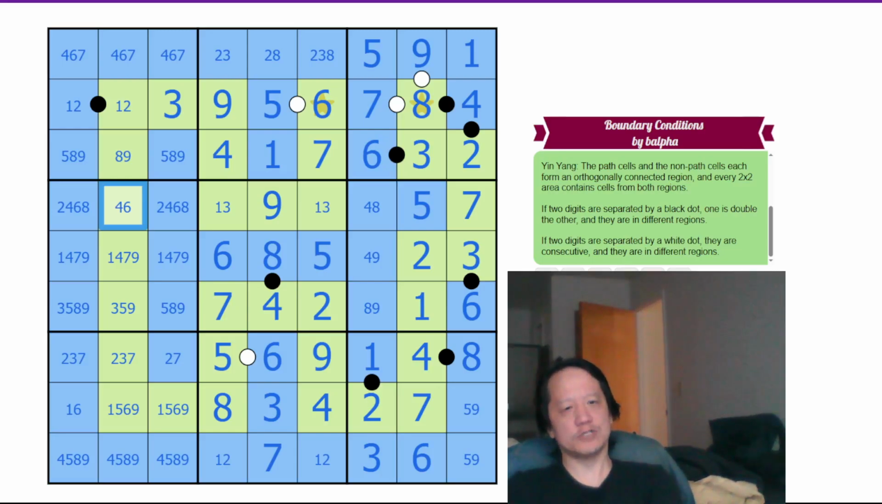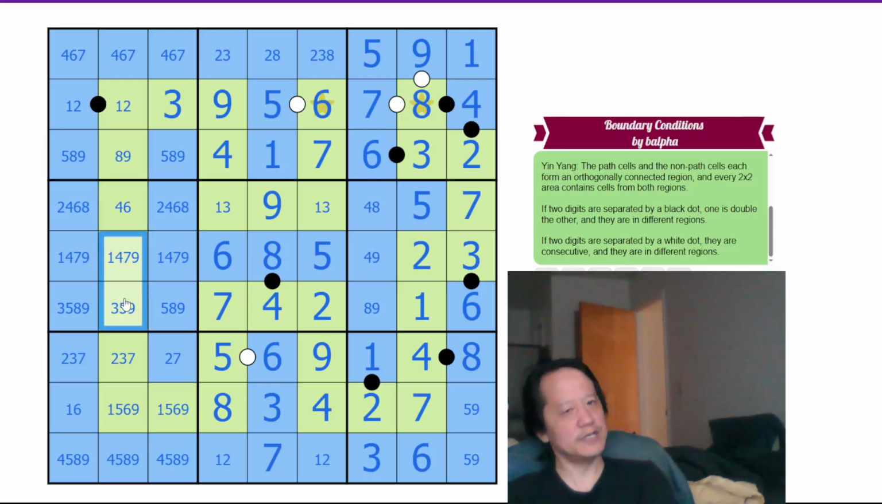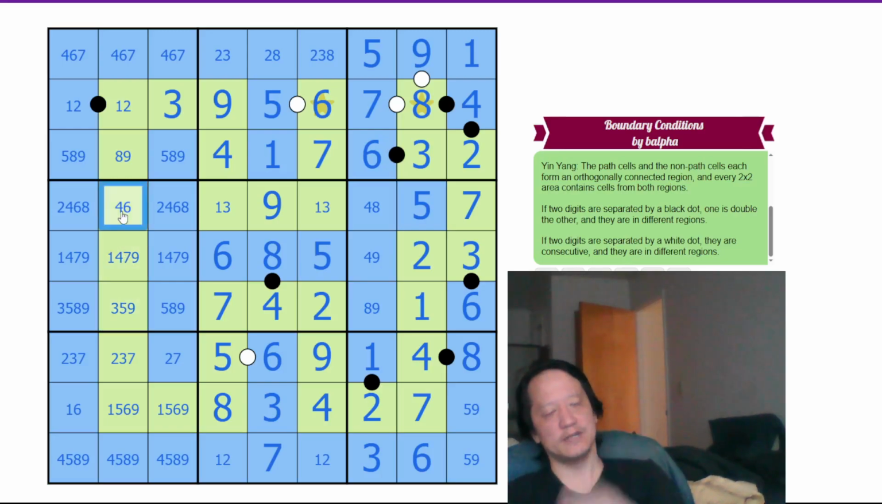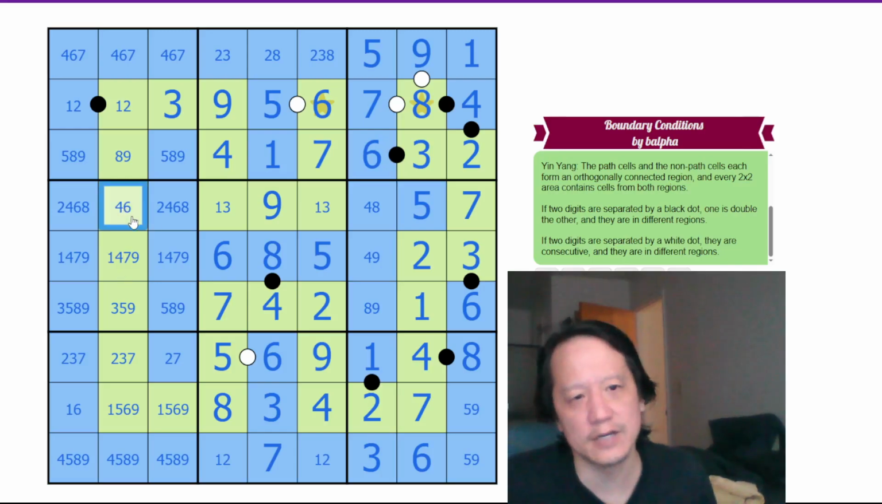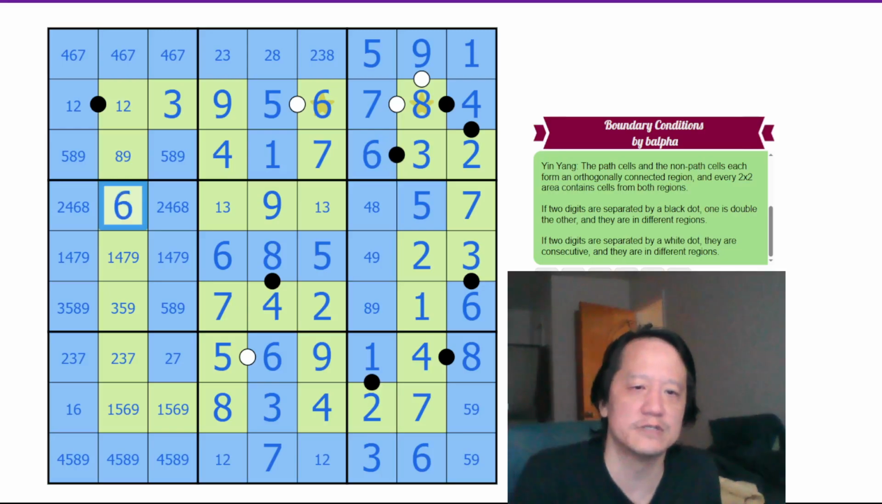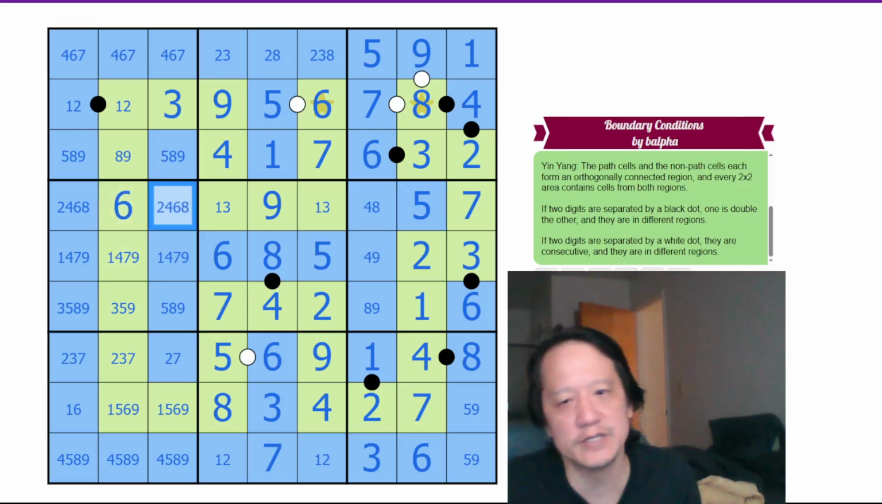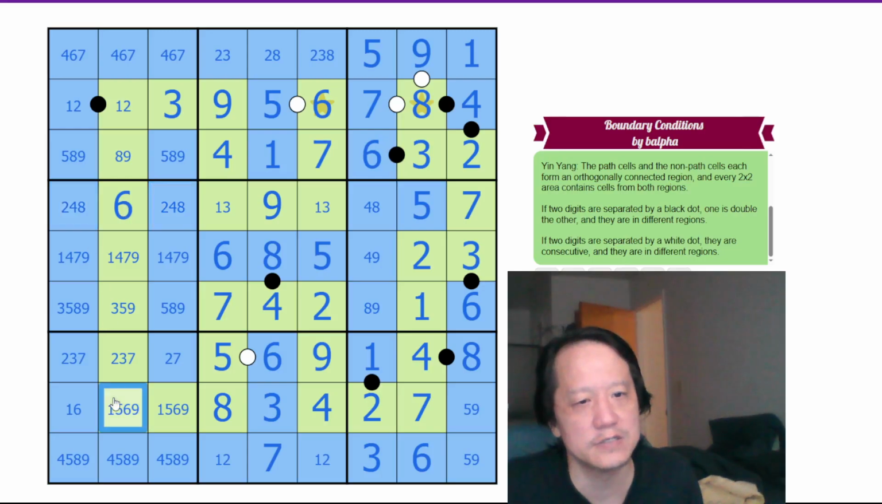So 6 works if this is 4 and 3. That's fine. If this is 4, these would have to both be odd, which adds up to an even sum, because we have two odds, and plus an even gives you an even sum. So if this is 4, that's not going to work, which means this has to be 6. That eliminates 6 in the rest of the box and column.